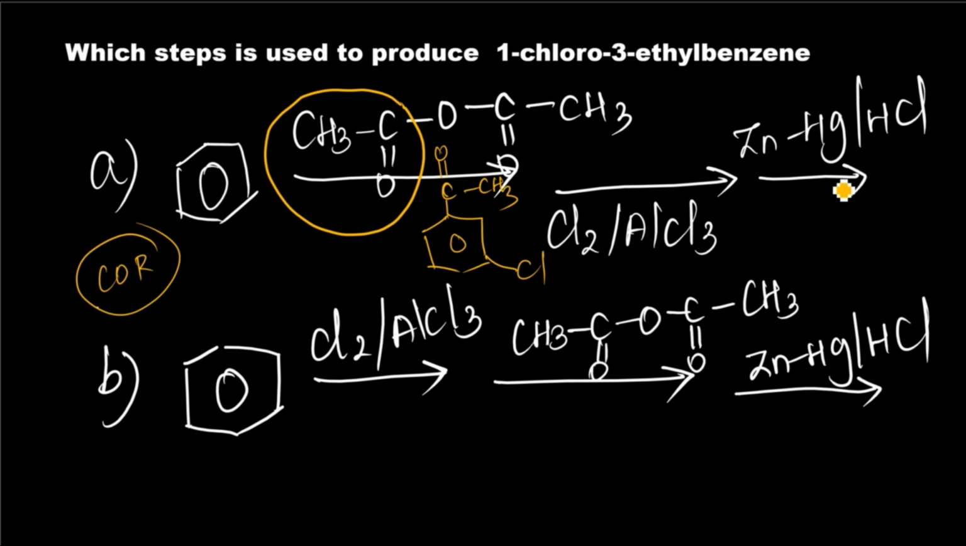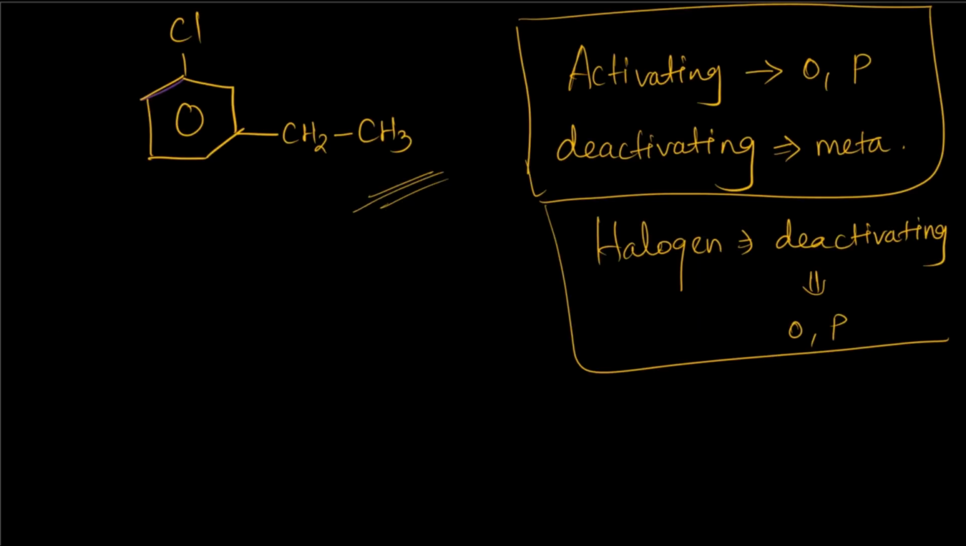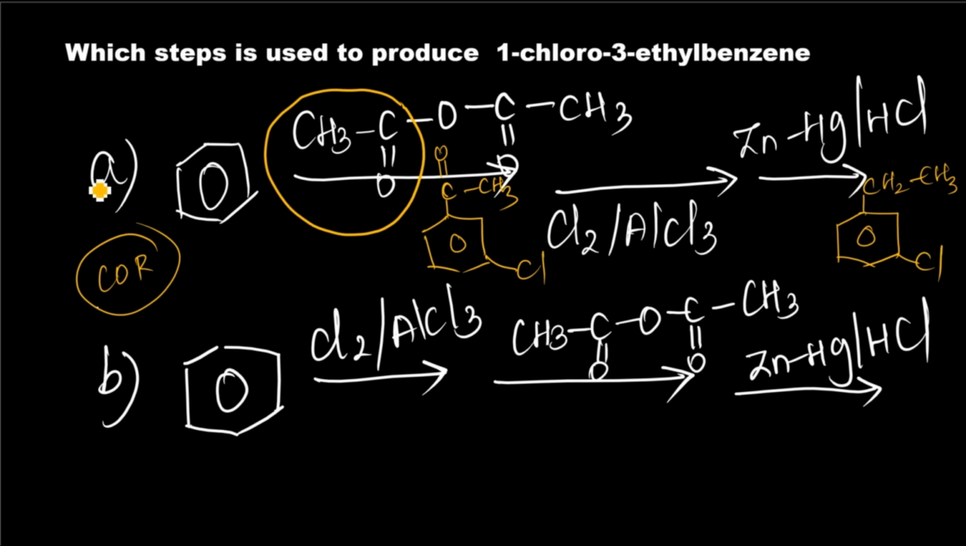So we got COCH3 and Cl. And what about this reagent? Clemmensen reduction, right? Zinc amalgam with HCl, which will reduce this group to CH2CH3. Sorry, CH2, isn't it? So I got my product, right? I got my product. This is our answer. Let's see other options as well.